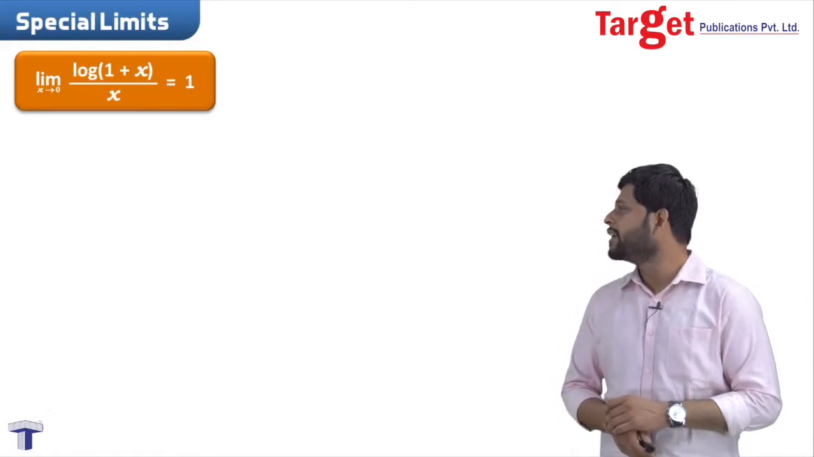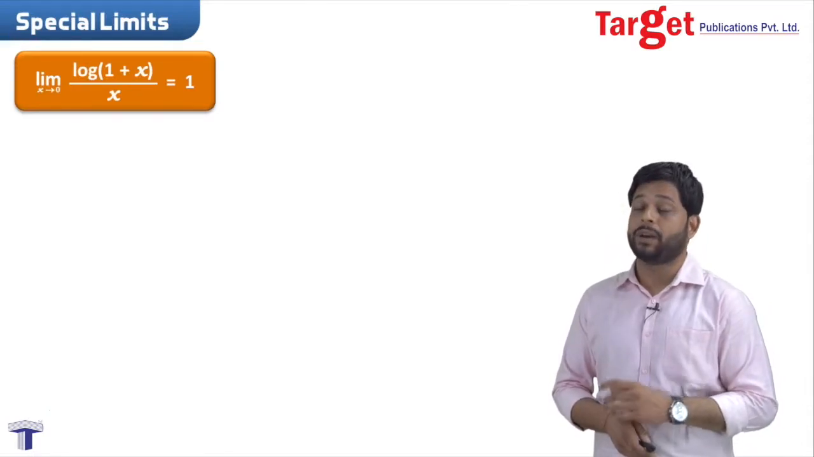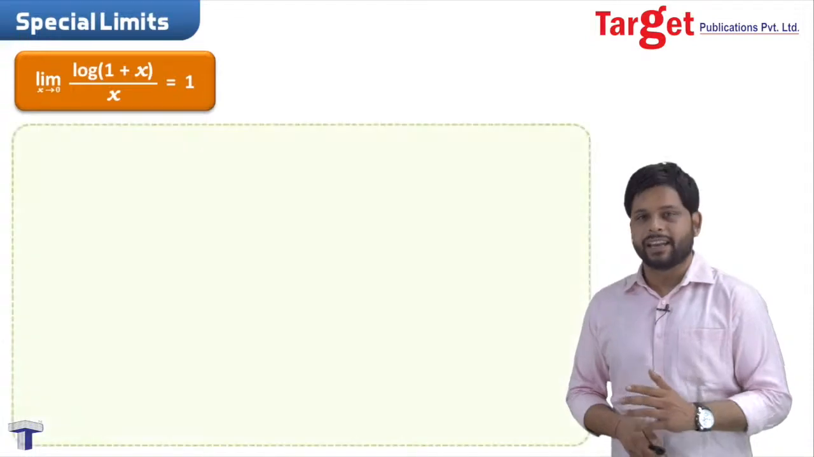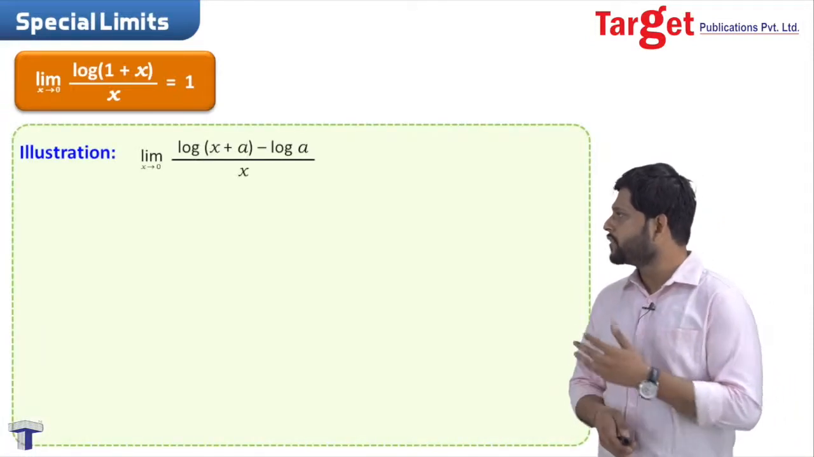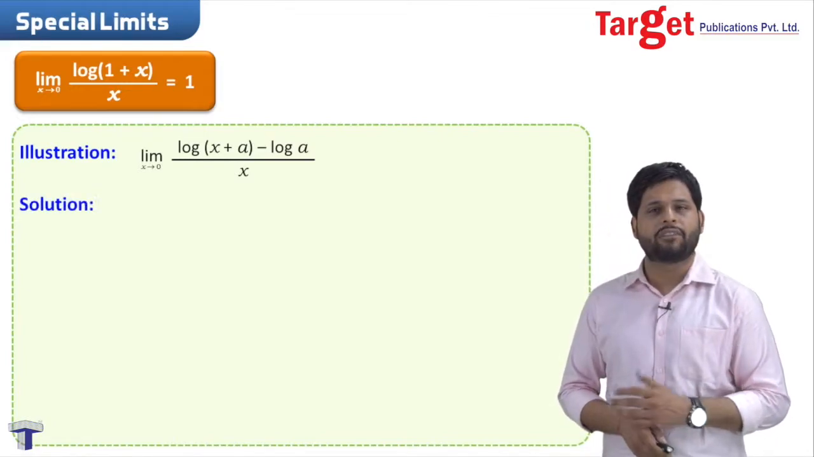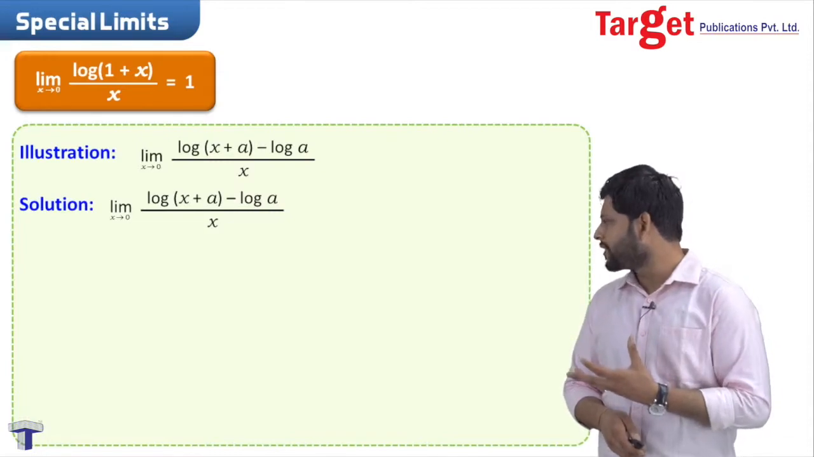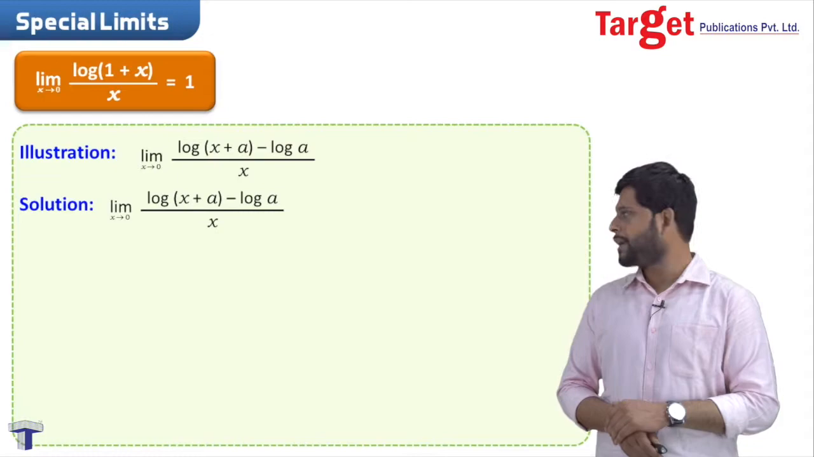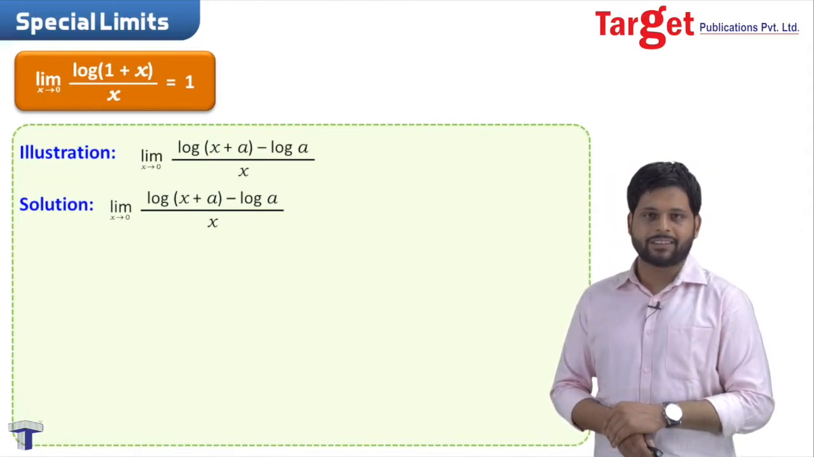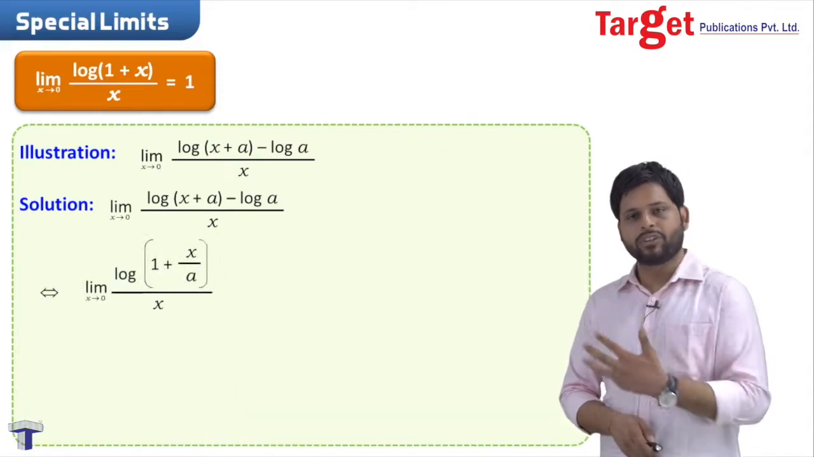Okay, now let's move on to the next special limit, that is the logarithmic limit, that is log of (1 plus x) upon x, that will always give you the answer equivalent to 1. Okay, again I'm taking an illustration, very simple formulas. If you see the function that is (log of (x plus a) minus log of a) upon x, here, if you remember the formula, log of a minus log of b, that is log of a upon b, right? Yes, correct. I'm using the same.